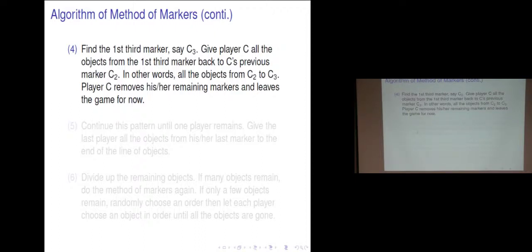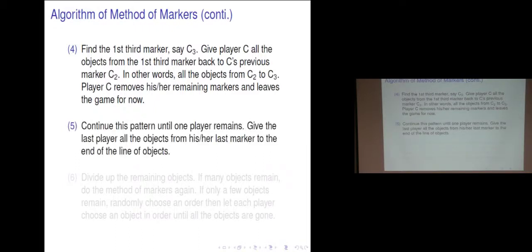In our example, there's no third marker because we only have two markers each person. But in general, you could have this. Player C removes his or her remaining markers and leaves the game for now. Then dot, dot, dot, lots of steps. Continue this pattern until one player remains. There are only n players, so sooner or later we'll hit that.